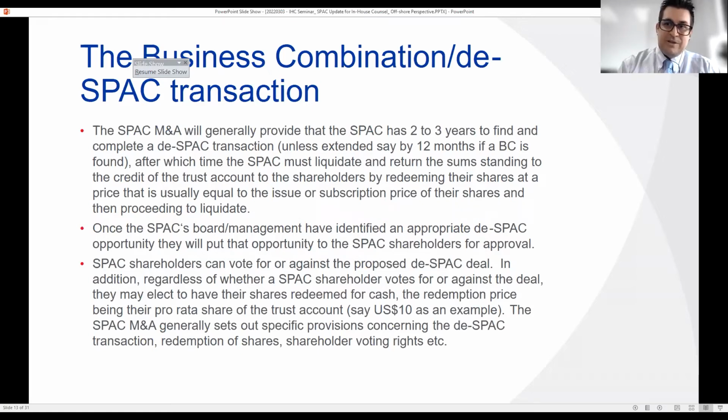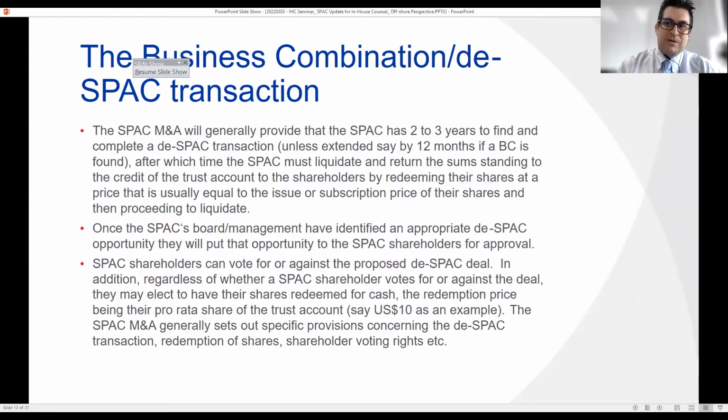So these company structures are not designed to go on indefinitely unless a de-SPAC deal is found and completed. In terms of the de-SPAC deal itself, these are very complex, very significant M&A transactions, and they will not go ahead unless the shareholders pass an ordinary resolution or majority resolution to approve the de-SPAC transaction going ahead. So if that shareholder approval is not obtained, the de-SPAC deal cannot proceed.